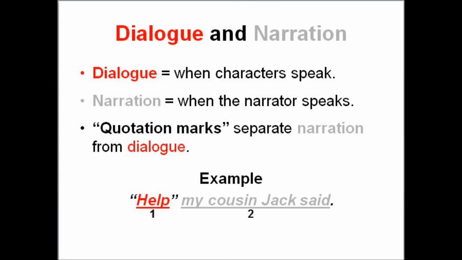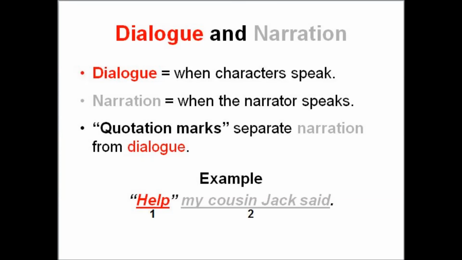So in any story, there's dialogue and narration. The dialogue is when the characters are speaking. You'll see that part in quotation marks. That's how we know it's dialogue. And then the rest is narration, when the narrator is speaking, whoever is telling the story, the storyteller.